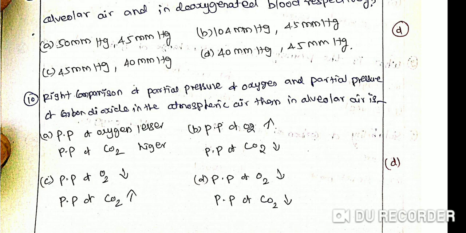Partial pressure of oxygen in atmospheric air is 159 mm Hg, in alveolar air 104 mm Hg. Partial pressure of carbon dioxide in atmosphere is 0.3 mm Hg and in alveoli 40 mm Hg.